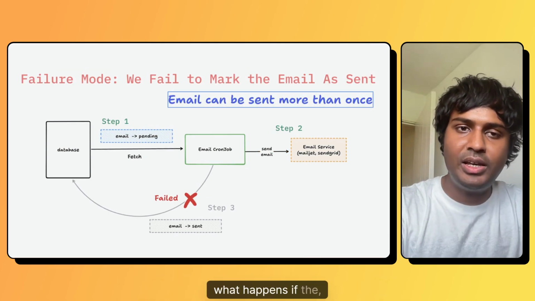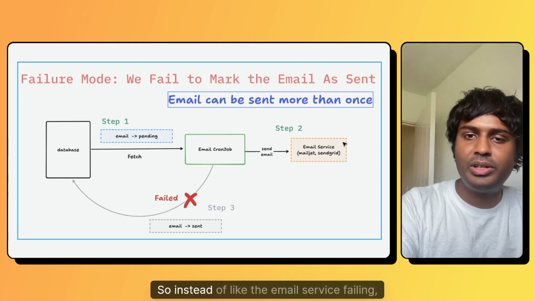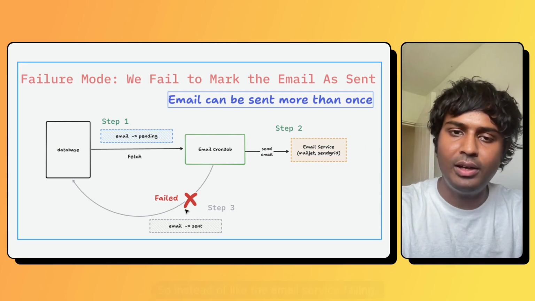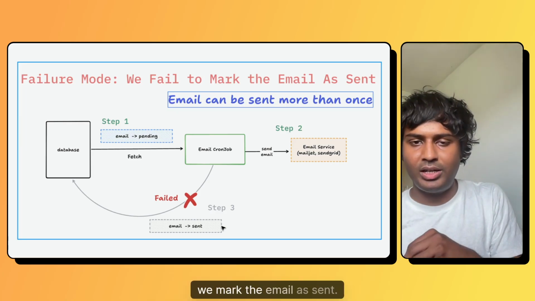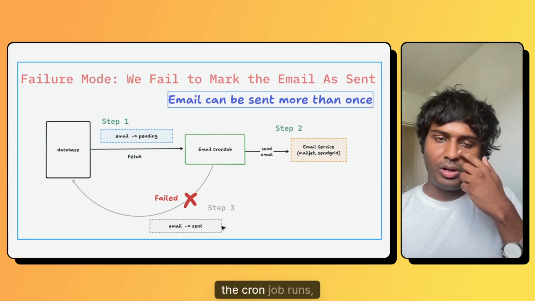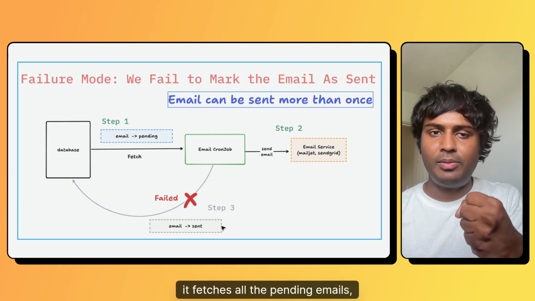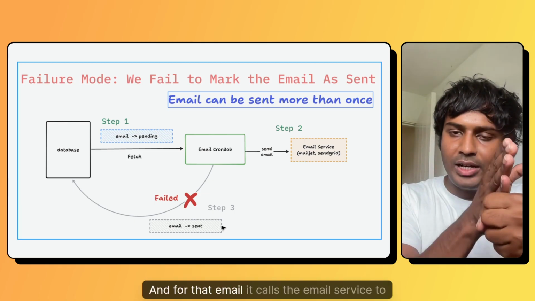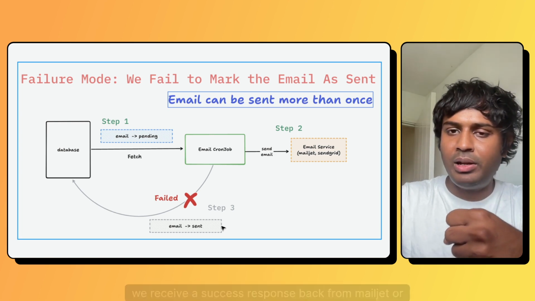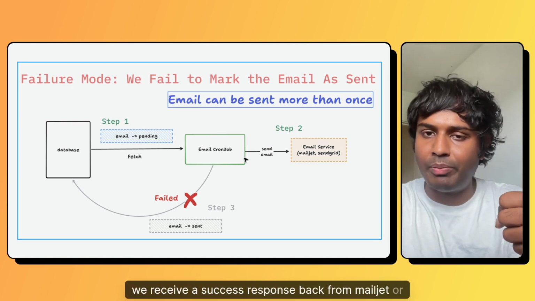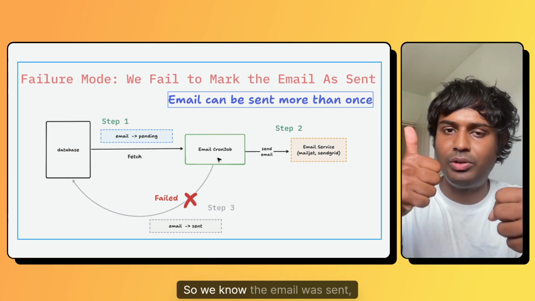What happens if there's a different failure mode? Instead of the email service failing, let's say step number 3 fails, where we mark the email as sent. So the cron job runs, it fetches all the pending emails, and for that email, it calls the email service to send the email. Once we send it, we receive a success response back from Mailjet or SendGrid, so we know the email was sent.